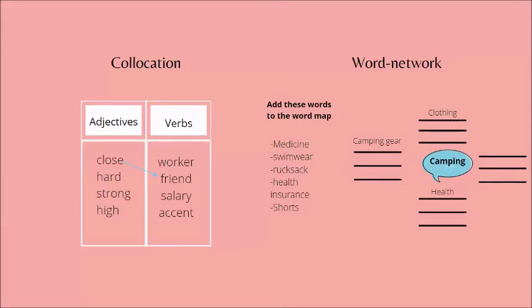And finally, we have the exercise called word network. In this example, we have the topic of camping. So the student needs to put in the correct column the words that are on the left. Also, you can ask the student to write other words that are related to this topic.